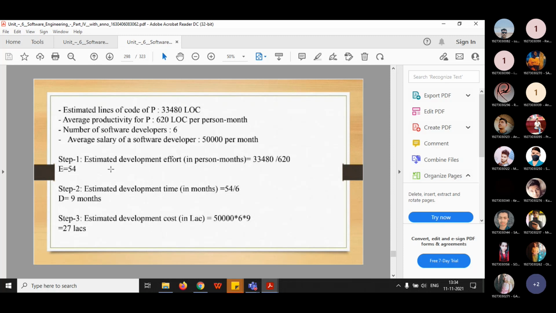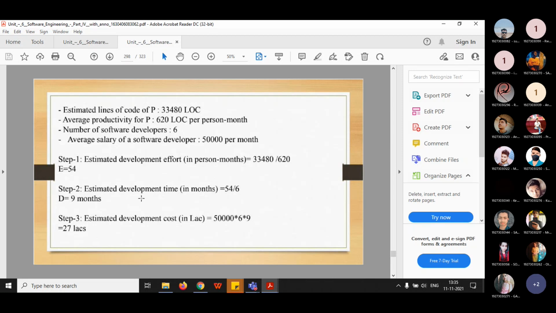So effort is done. Now after calculating the effort, you need to find out the time. How will you find it? Development time is the effort, whatever effort you are getting, divided by the number of team members, that is, how many persons are doing this work. Effort we have calculated as 54, and the number of team members is 6 software developers, so 54 by 6 is equal to 9.